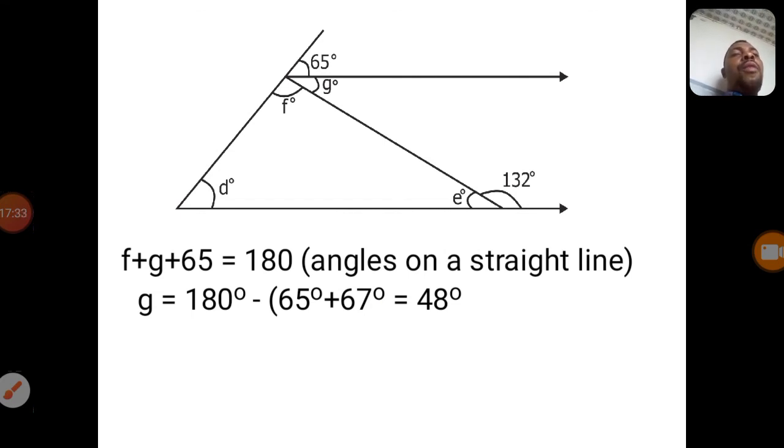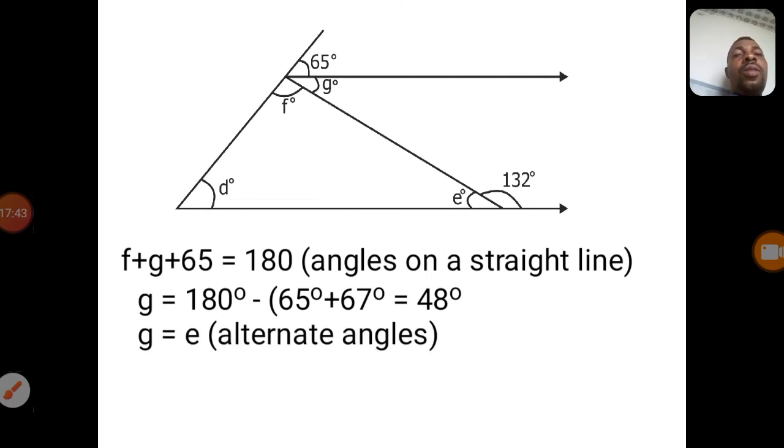One more thing that we want to find is angle E. You can see that angle E is alternate to G. So G is equal to E. They are alternate angles. From there we say that E is equal to 48 degrees.